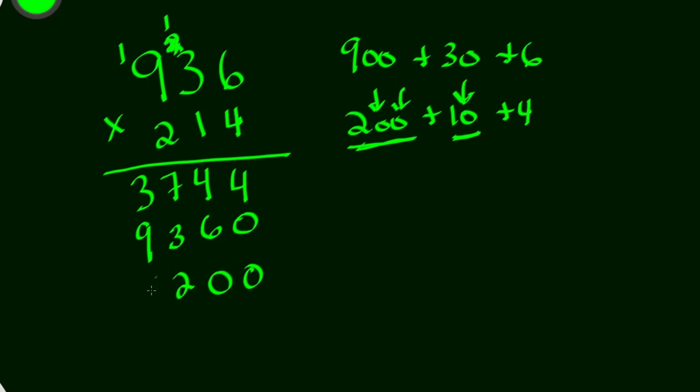Next off, 200 times 30, or 2 times 3, is 6, plus the 1 that we had to carry over is 7. 2 times 9 is 18. We have nothing in the thousands column, so I can just write down 18.